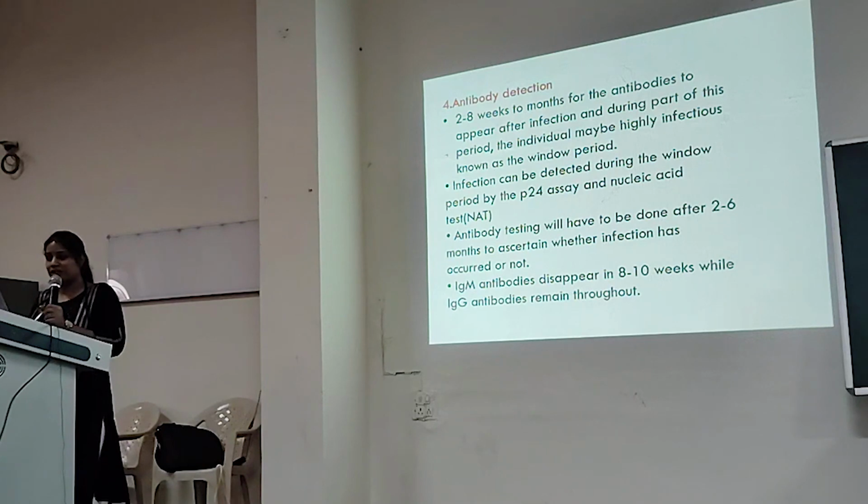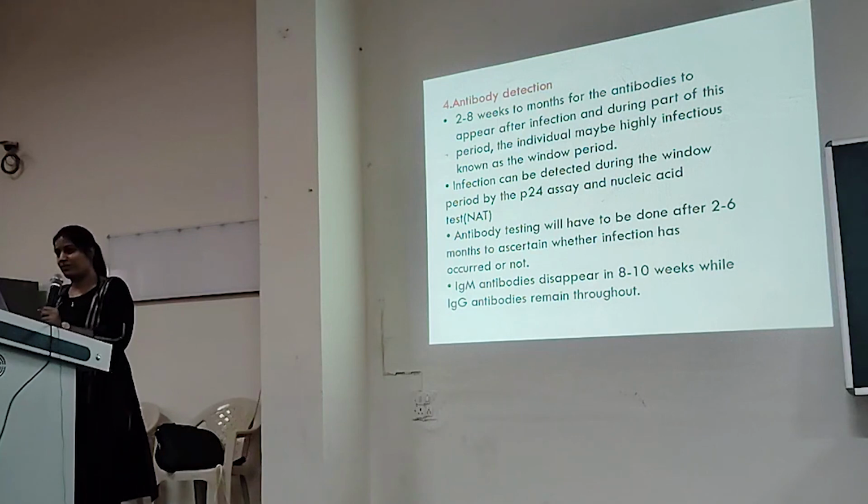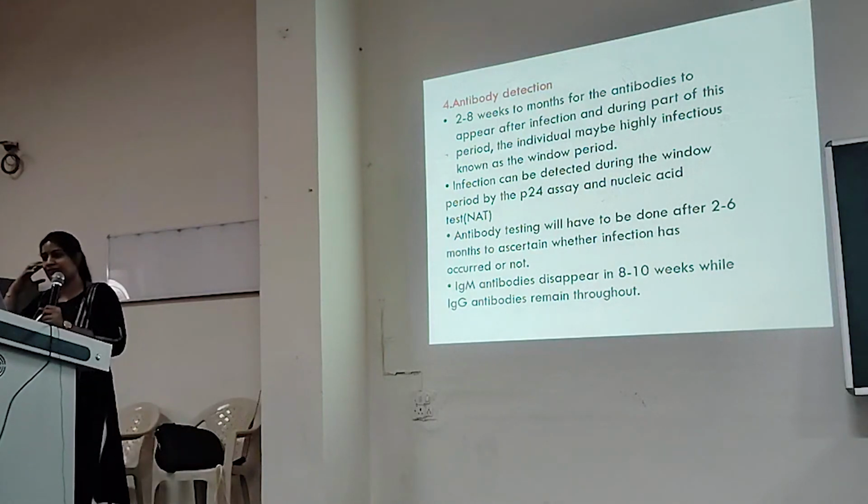Fourth is antibody testing. Previously I said that antibodies will be developed after 2 to 8 weeks to months. Before developing this, the patient is highly infectious during this window period. So, during that time, we can do the P24 assay after the 16th day and the nucleic acid test after 12 days. We do the antibody test to confirm the HIV infection.